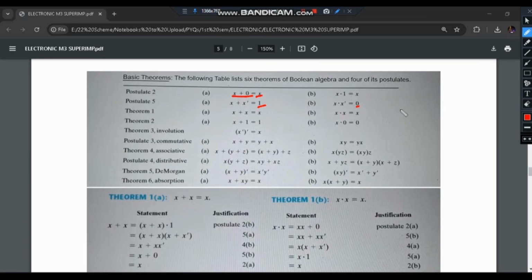These can be verified using a truth table as well. You can do that if you have time, else you can just go through it once and keep it in mind. And each of these has a name as well.